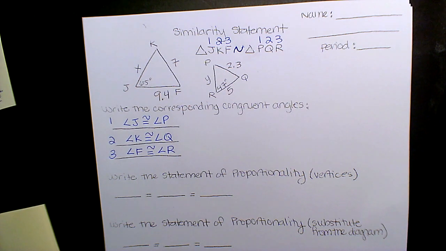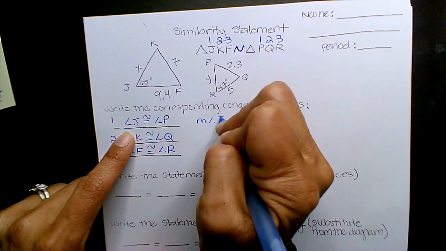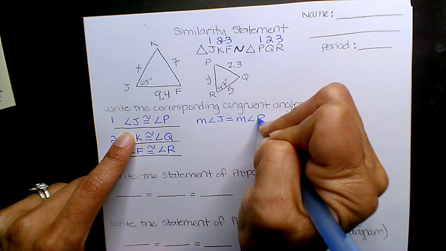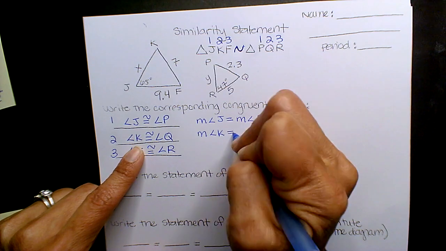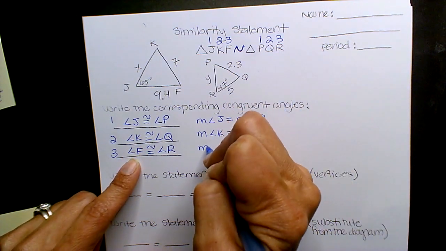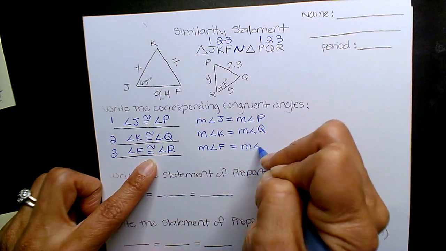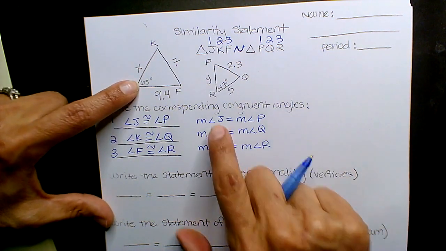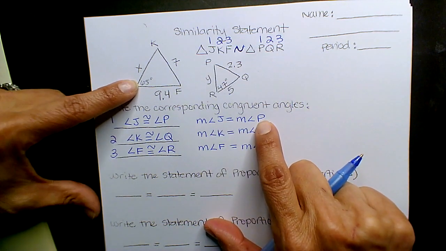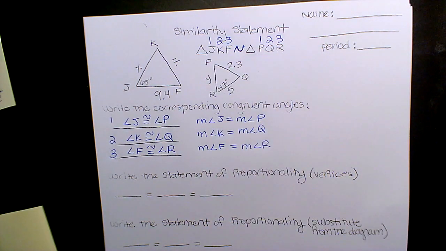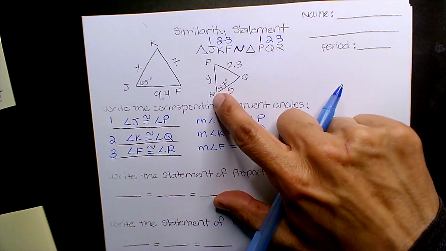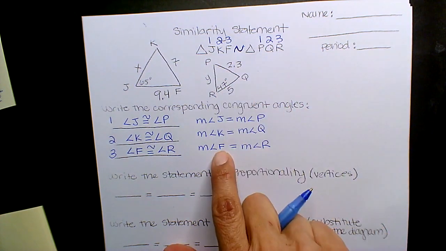If you want to use a little measure symbol, you also want to, because for those of you who are freshmen, sophomore year you're going to take the PSAT, so you want to know how to read your geometry symbols. This means the measure of angle J is the same as the measure of angle P. The measure of angle K is equal to the measure of angle Q. The measure of angle F is equal to the measure of angle R. If J is 65 degrees, what's the measure of angle P? They're the same.